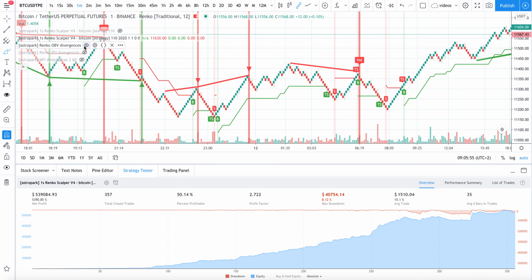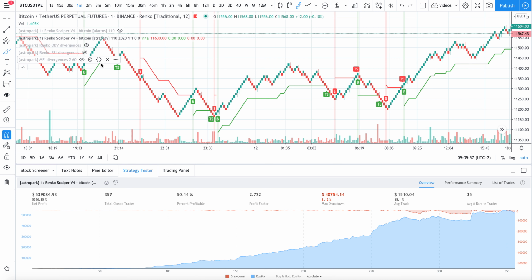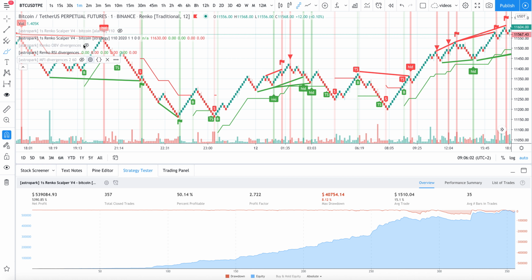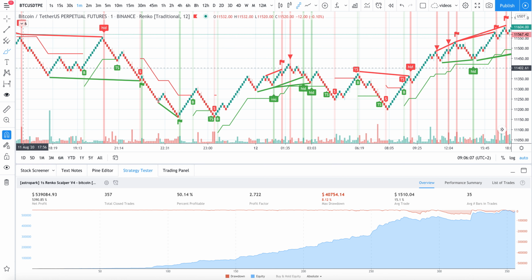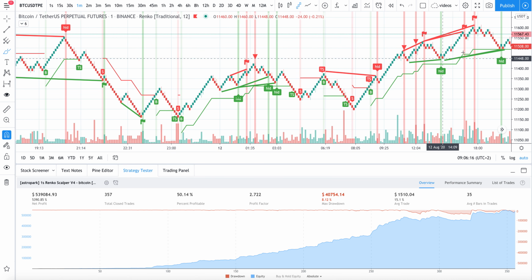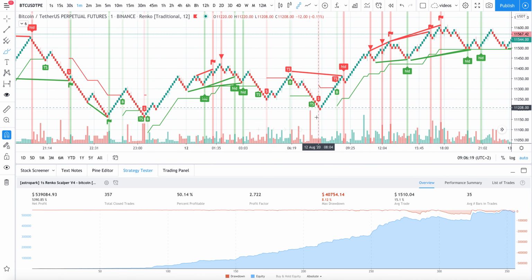Okay, this is for example how an unbalanced volume indicator can help. This is the Renko RSI divergences. So for example here you had a signal to close your position again. Okay, so this is quite a good indicator. Again here, there was a hidden bearish divergence.